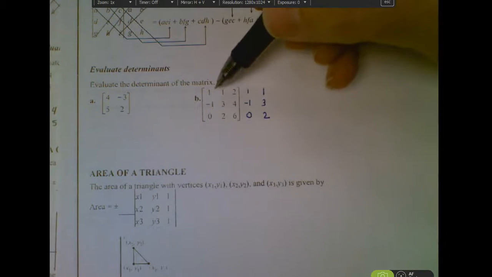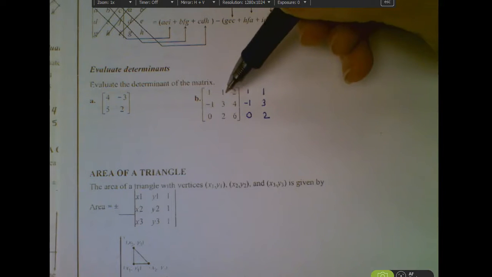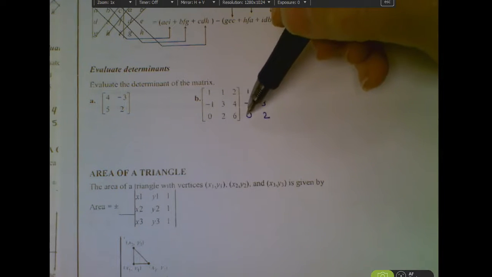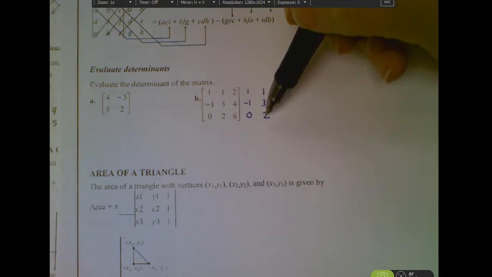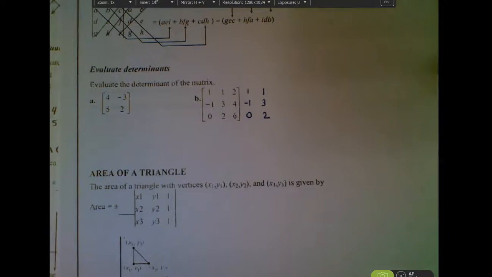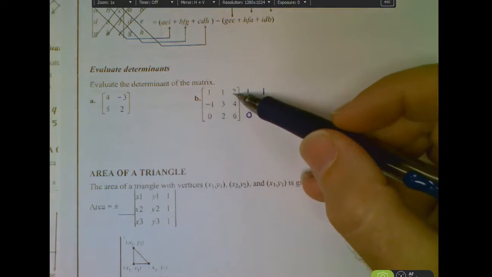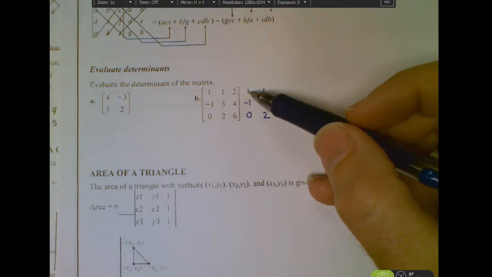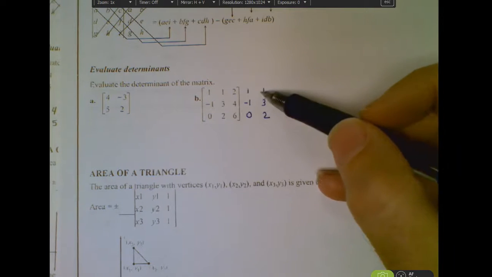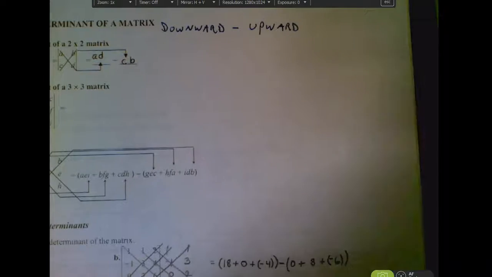And then I'm going to do my downward diagonals, which is 1 times 3 times 6 plus 1 times 4 times 0 plus 2 times -1 times 2. And those would make up my downwards. Then I'm going to do my upwards, which would start right here in the main diagonal. Multiply those plus those plus those. Right? And then I'm going to do my downwards minus my upwards. So here's what it looks like when it was all played out.